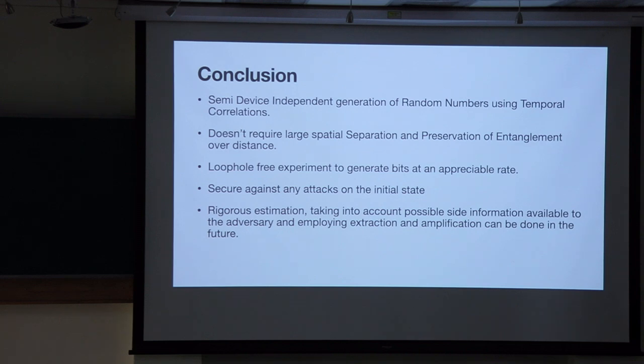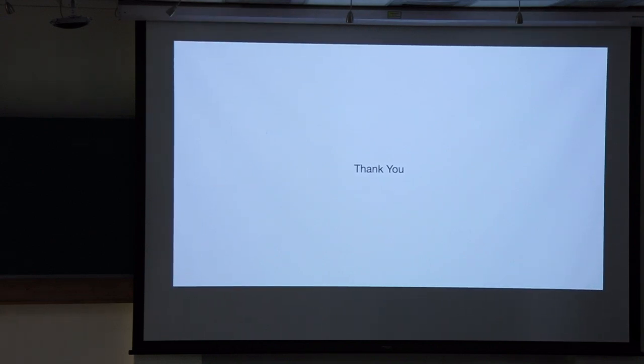So the conclusion: I've shown that you need device-independent random number generators for secure applications, and the Bell scenario, although it provides a really foolproof method, has this distance barrier. And what we did was we used temporal correlations to overcome this distance barrier and generated secure random bits. Thank you.